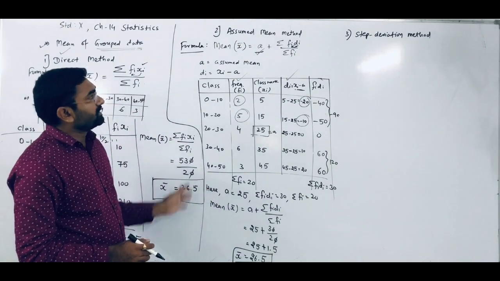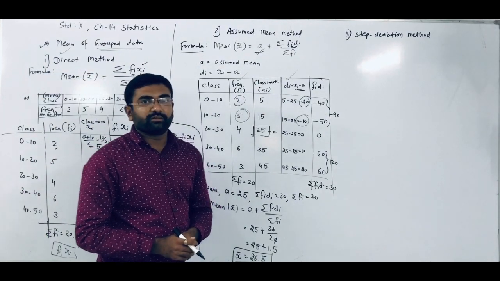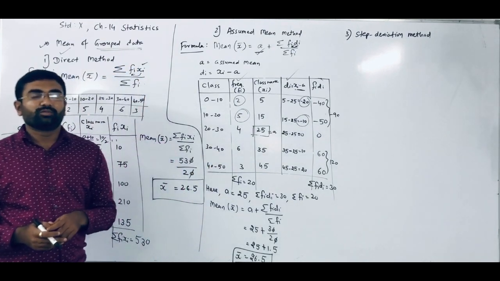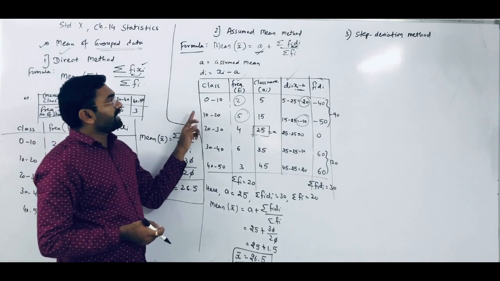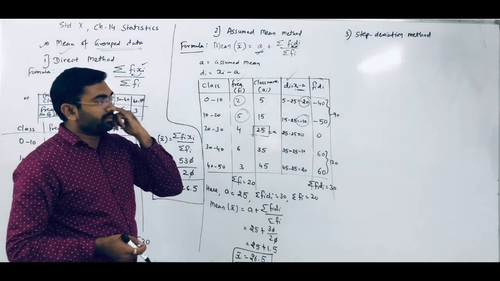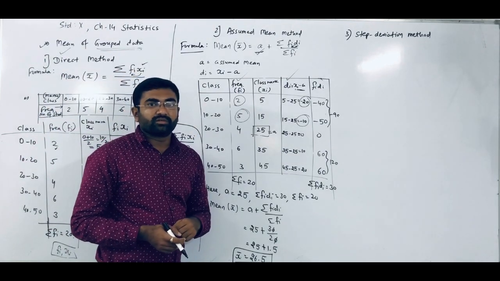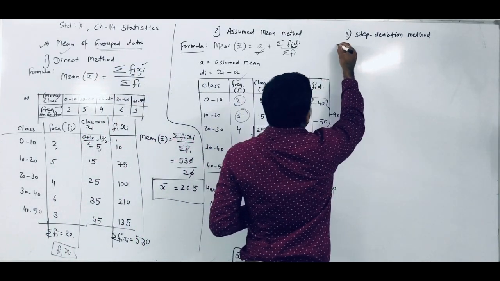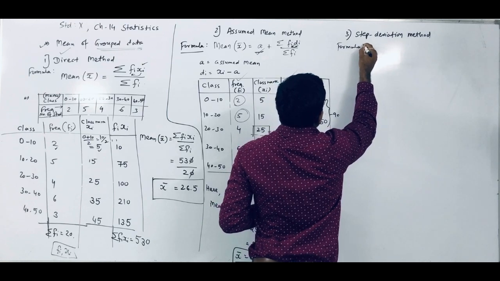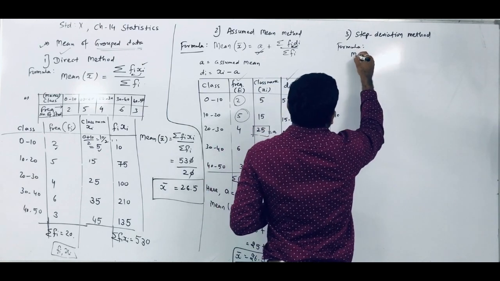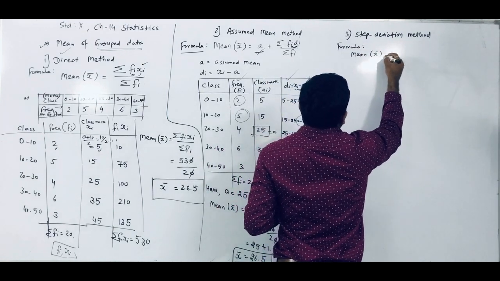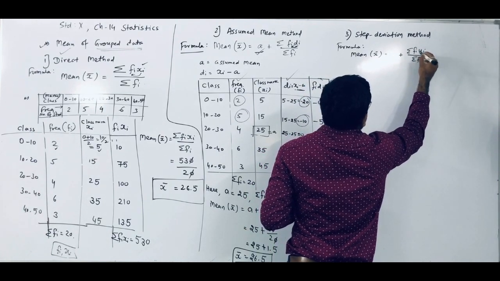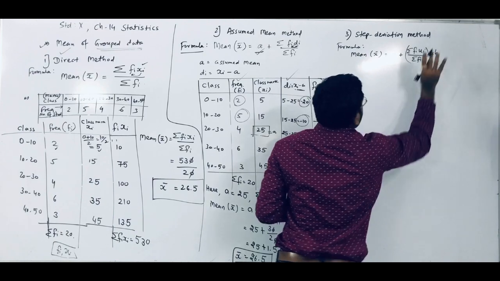So that's why another method is there, which is the step deviation method. Using that, you can easily find the mean of the given observations. For the same sum, we find the mean of the given observations using the step deviation method. So you have to remember its formula. The mean formula: mean x bar is equal to a plus sigma fi ui upon sigma fi, into h.